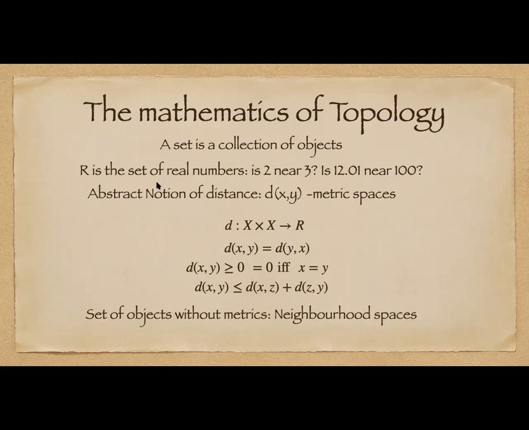Now the question we want to ask on this set of real numbers is, for example, is the element 2 near the element 3? Is the element 12.01 near 100? And all of you can quickly do this calculation. There is a notion of distance on the set of real numbers. The set of real numbers is a set which is known as a metric space. It has a notion of distance.